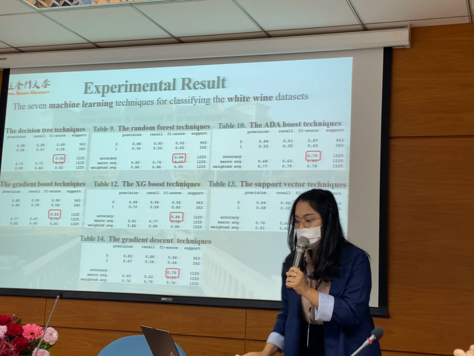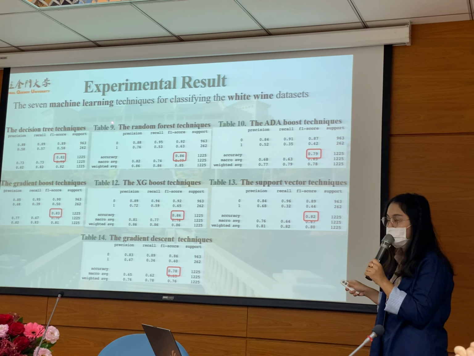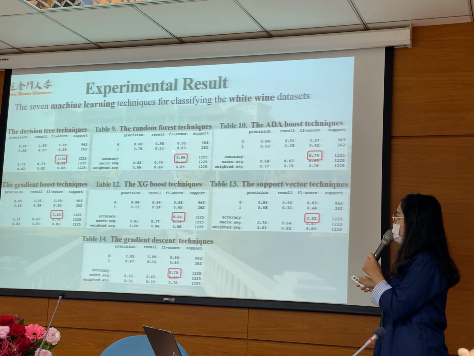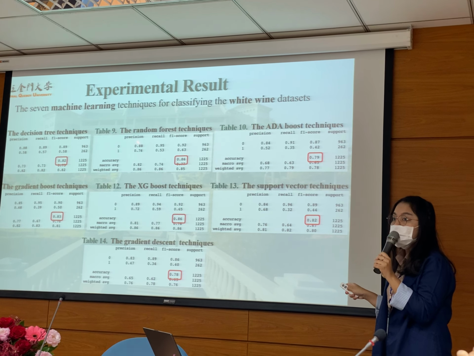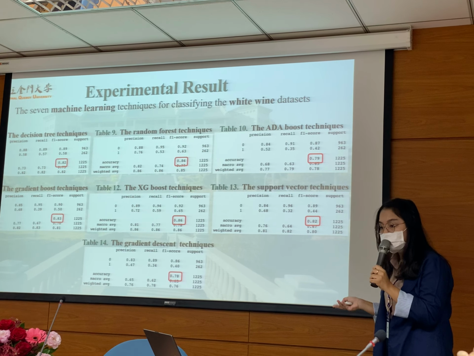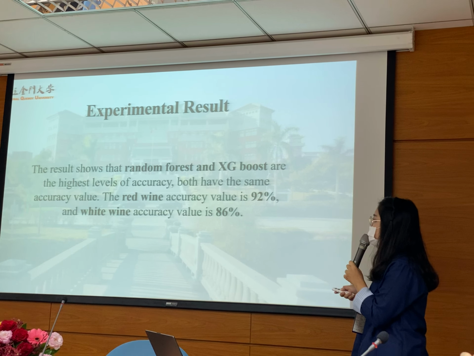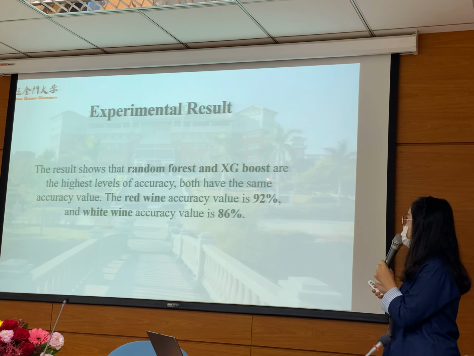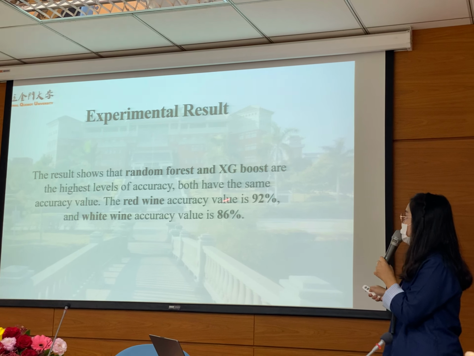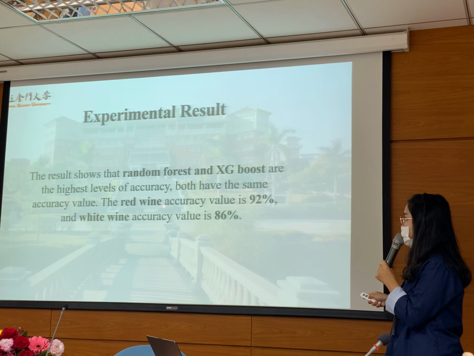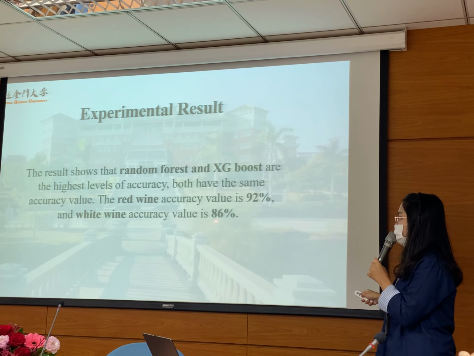And then the second one is for the white one. The white one also has the same result, 86% accuracy, resulting from the random forest and then XGBoost. So the conclusion is that random forest and XGBoost have the highest levels of accuracy, and they have the same accuracy value. The red wine accuracy value is 92%, and the white wine accuracy value is 86%.